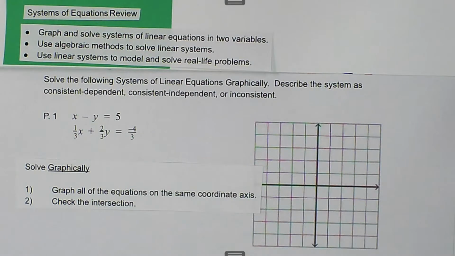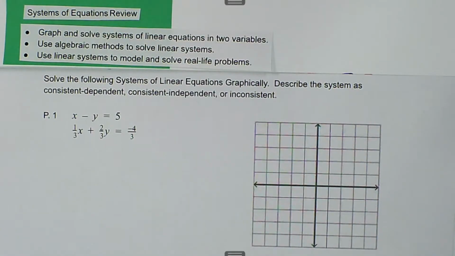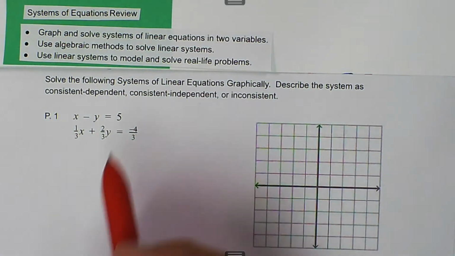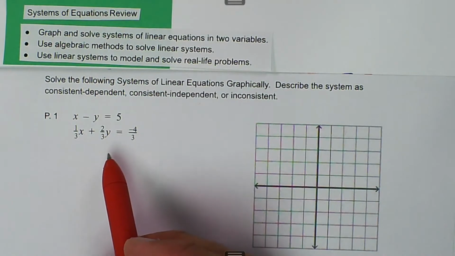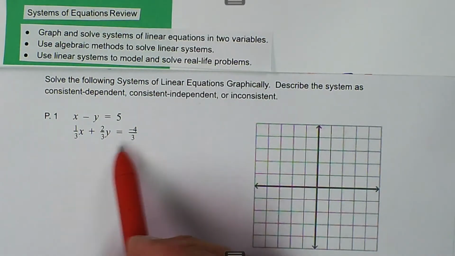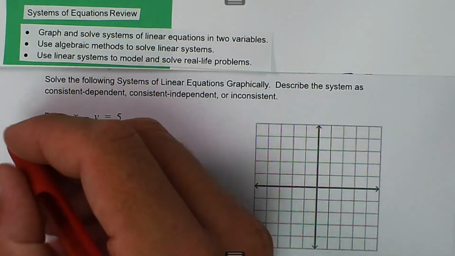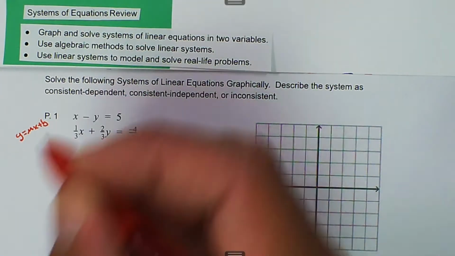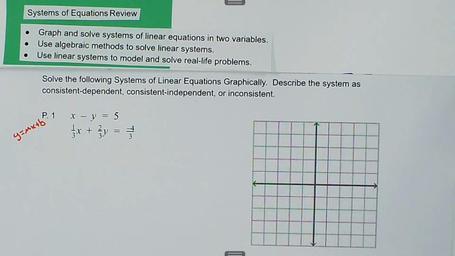So if we're going to solve graphically, the first thing is to graph all the equations on the same coordinate axis and then check for the intersection. So that's what we want to do. In order for that to happen, we have to have these in a form that we can graph. So I'm going to change these so that they're all in the form y equals mx plus b, and then that will make it easier to graph.